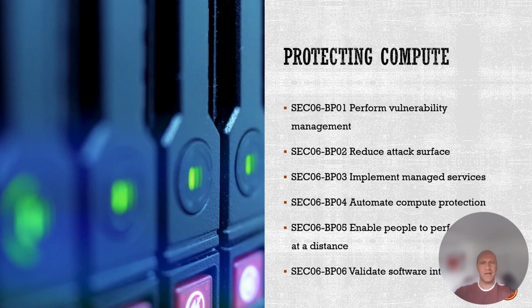We will cover things like performing vulnerability management, how to reduce your attack surface, how to implement managed services and automate compute protection. We will enable people to perform actions at a distance and validate software integrity. So compute resources include EC2 instances and containers, AWS Lambda functions, database services, IoT devices, and more. Each of these compute resource types requires a different approach to secure them.